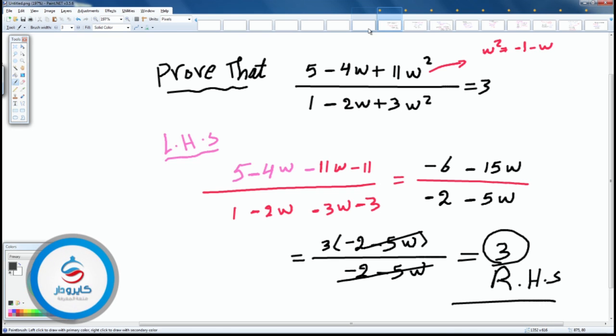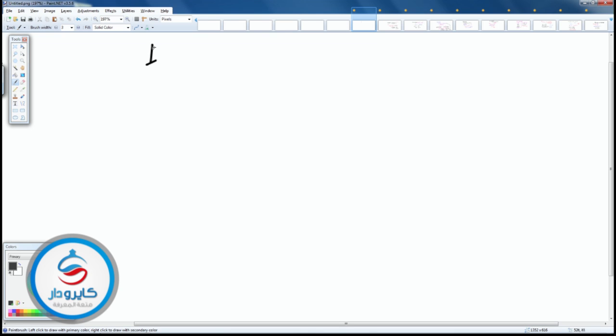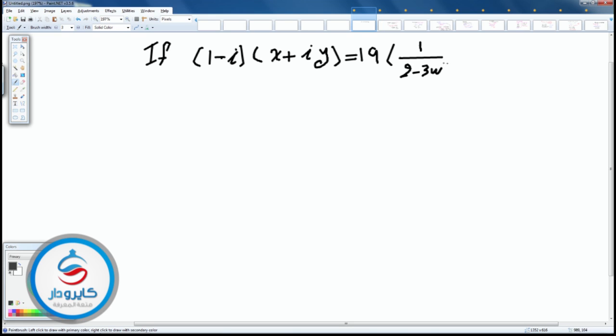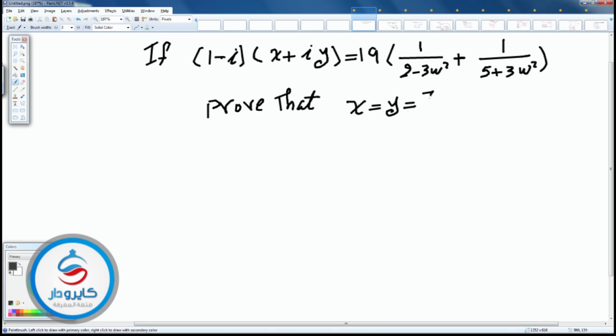To another example. If 1 minus i multiplied by x plus iy equals 19 times 1 over 2 minus 3 omega square plus 1 over 5 plus 3 omega square. Prove that x equals y equals 7 over 2.